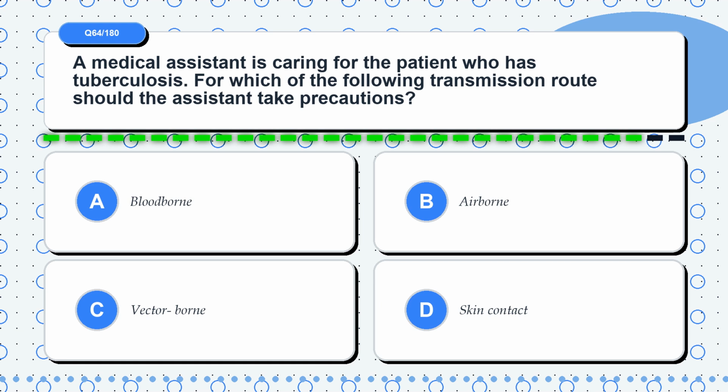Question 64. A medical assistant is caring for the patient who has tuberculosis. For which of the following transmission routes should the assistant take precautions? Here are the options. Option A. Bloodborne. Option B. Airborne. Option C. Vector-borne. Option D. Skin contact.